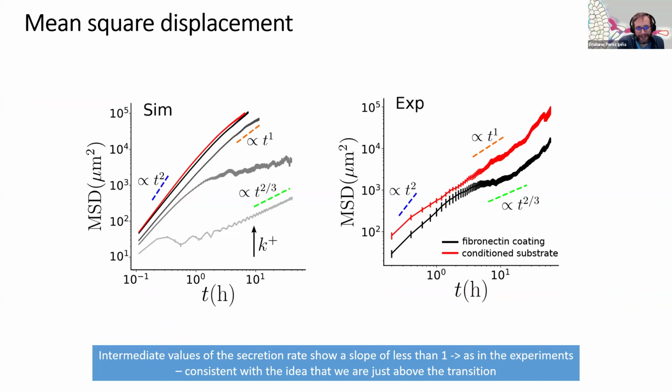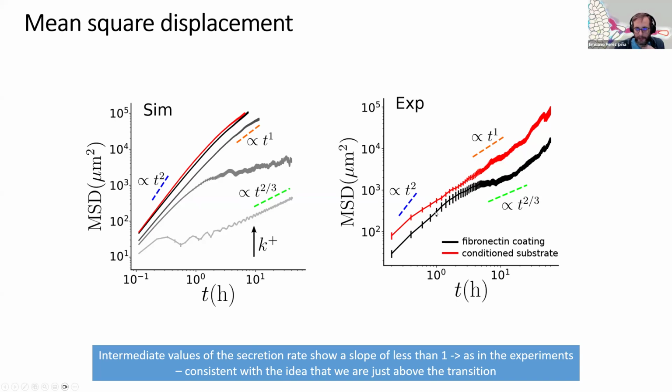So as I was saying, is there any other question, or should I continue with the mean square displacement? Okay, so here on the left, we have the mean square displacement for the simulations, and here on the right, we have the mean square displacement for the experiments.